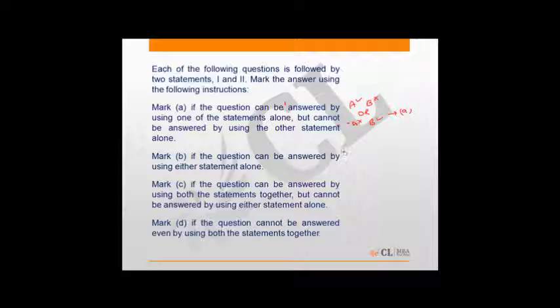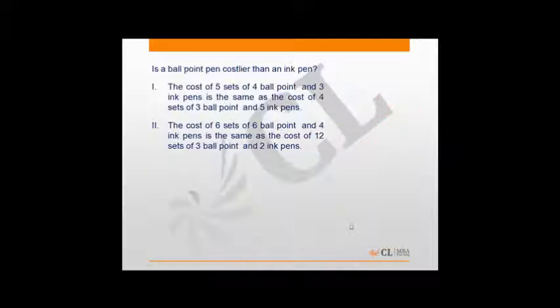B, if the question can be answered using either of the statements alone, that means if the question can be answered using A alone as well as B alone, mark option B. C, if the question can be answered using both the statements together but cannot be answered using either statement alone, that means A alone is not sufficient, B alone is not sufficient, but their combination is sufficient. And mark D if the question cannot be answered at all. Okay, so let's move to the first question.